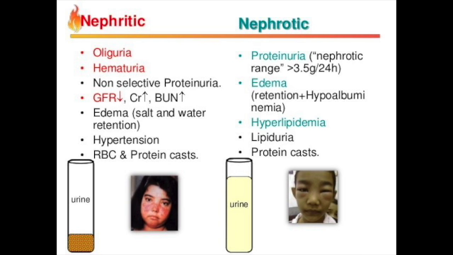Proteinuria reduction, ACE inhibitors and ARBs, and the reason why they help is efferent arteriolar dilation, reducing renal blood flow, GFR, and protein loss. Also hyperlipidemia, you want to do diet and statin therapy.